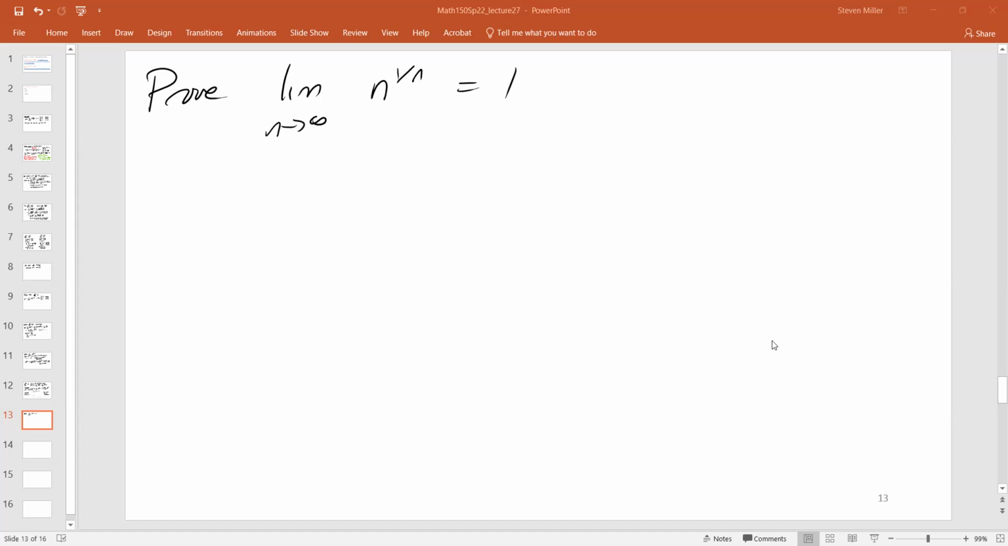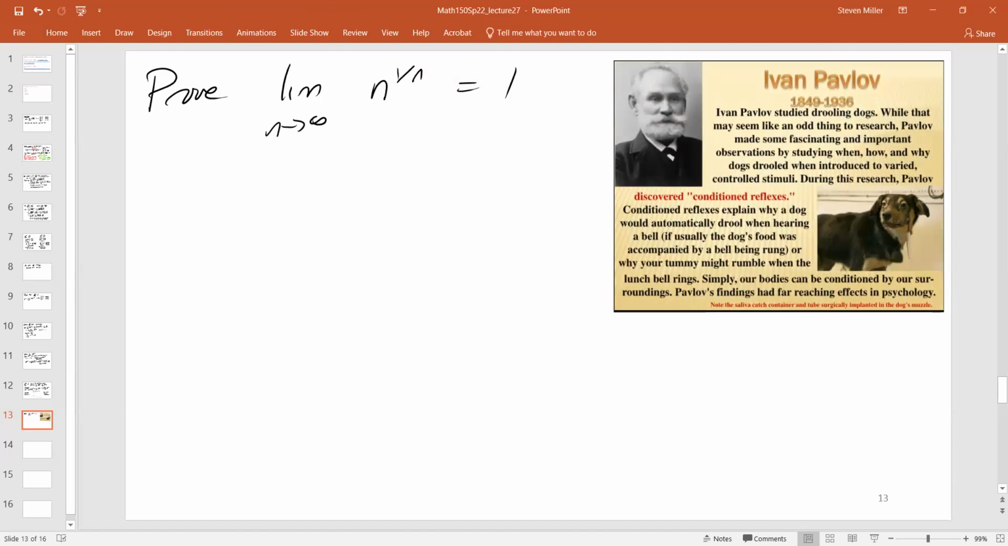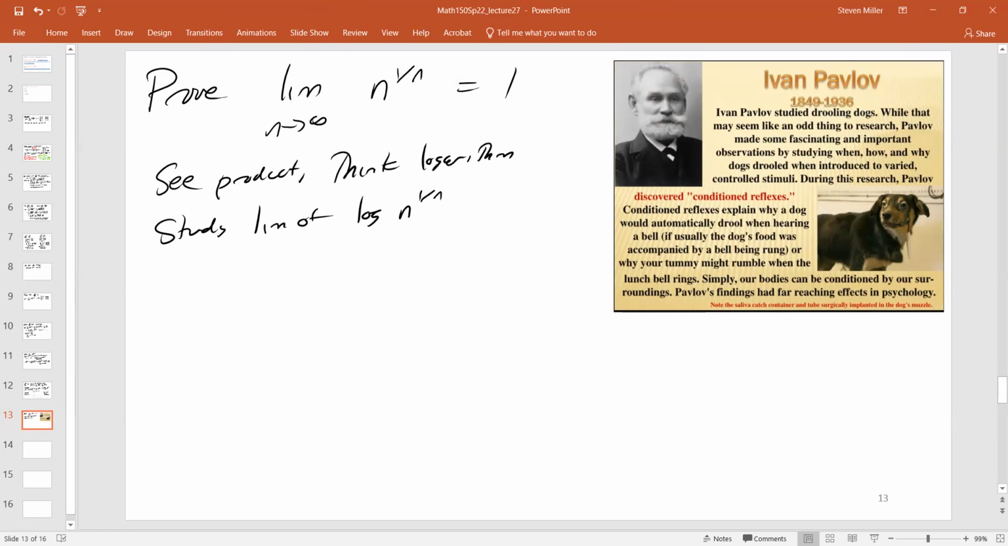So Pavlov. Whenever you see a product, you should always be thinking logarithms. So see product, think logarithm. So if I study the limit of the log of n to the 1 over n, and then exponentiate, that solves the problem.